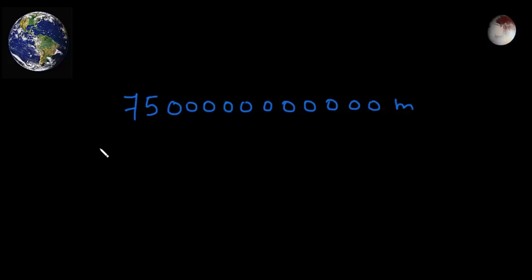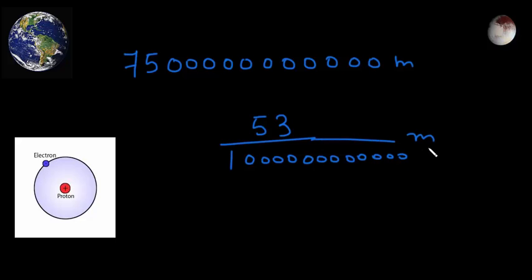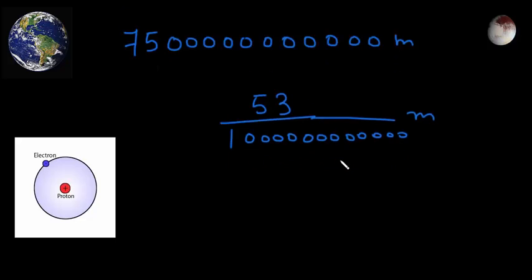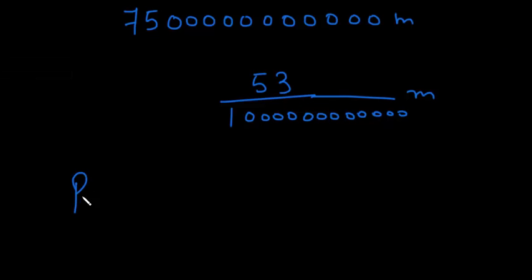And the radius of a hydrogen atom is 53 divided by 1 followed by 12 zeros: 1, 2, 3, 4, 5, 6, 7, 8, 9, 10, 11, 12 meter. So just imagine, if we have to write these big numbers, it's going to take time, space, and energy. We can make these numbers simple by using the power of powers.